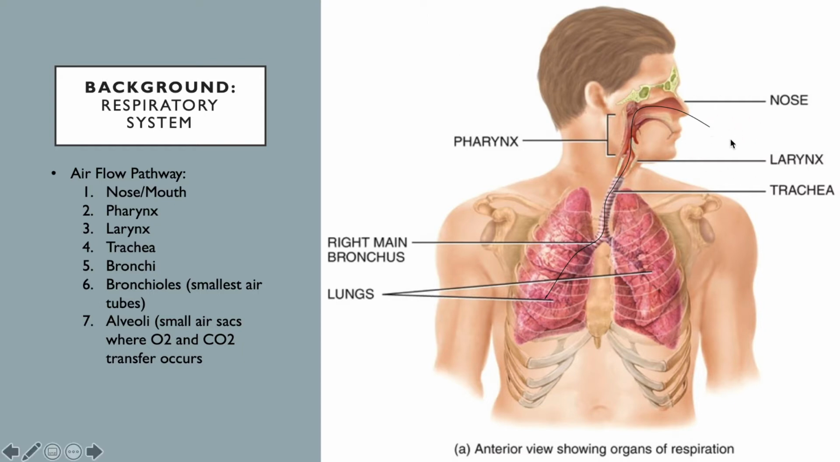So if you can see my cursor over here on the right, I drew a quick little line that explores the pathway a little bit. We're going to start at the nose and mouth, and oxygen is going to flow into the pharynx, down to the larynx, into the trachea, bronchi, and bronchioles. Note that the bronchioles are the smallest air tubes, and they split all the way into the alveoli, which are the small air sacs where O2 and CO2 transfer occurs.